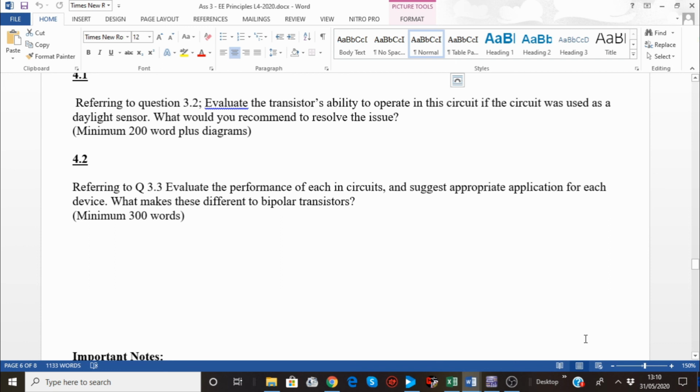So now evaluate the transistor's ability to operate in this circuit. If this circuit was used as a daylight sensor, what would you recommend to resolve this issue? Now the issue is, if we had the light here, and as the light dependent resistor changes value, the transistor will switch on and the light will come on, and it switches off when the resistor changes value again. So it's a daylight sensor. When it's daylight, it turns the light on. When it's dark, it turns it off. It's opposite to the street lights.